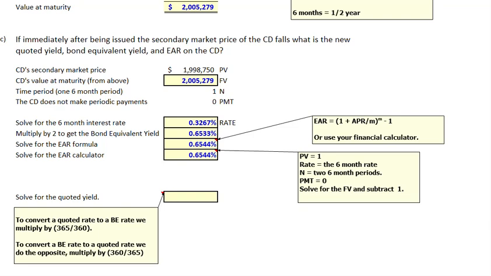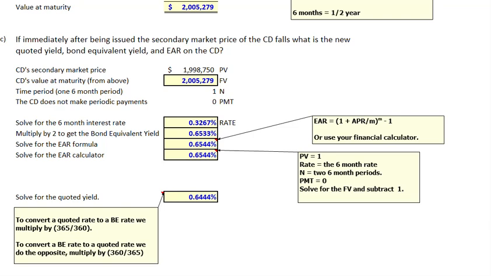Last thing we need to do on this problem is we need to solve for our quoted yield. Normally, and up top, remember, we took our quoted yield and multiplied it by 365 and divided by 360 to get the bond equivalent rate. In this case, we are working with the bond equivalent rate. So we simply need to multiply by 360 and divide by 365. So we're doing just the opposite.